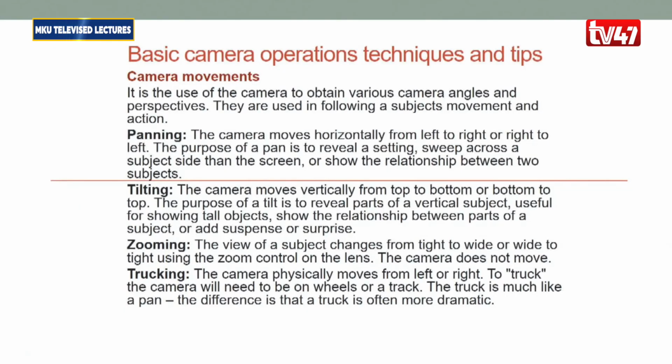And then we have tracking, which is the very last basic camera movement. The camera physically moves from left to right. To track, the camera will need to be on wheels, or a track. The track is much like a pan. The difference is that a track is often more dramatic.